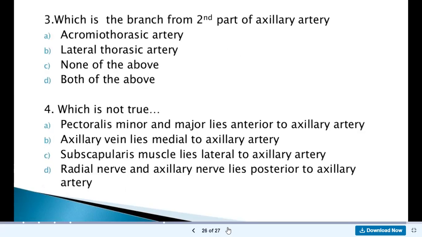Which is the branch from the second part of the axillary artery? A, acromiothoracic. B, lateral thoracic. C, none of the above. D, both of the above. Acromiothoracic artery. Are you sure it's only acromiothoracic artery? The second part of the.